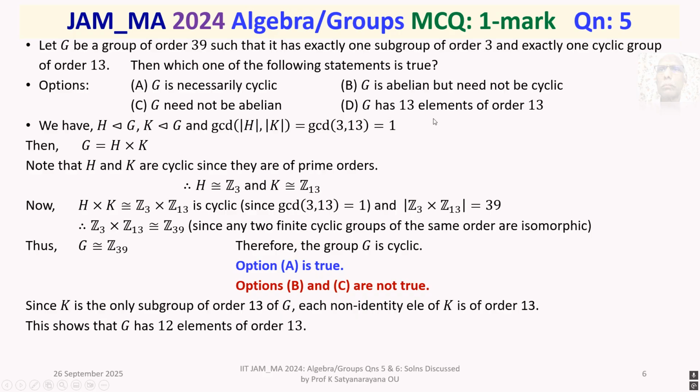But in option D, it is given G has 13 elements of order 13. This is not true. Therefore, option D is not true. Summarizing all the options, the answer to this question is option A. That is the detailed discussion of the solution of this given problem.